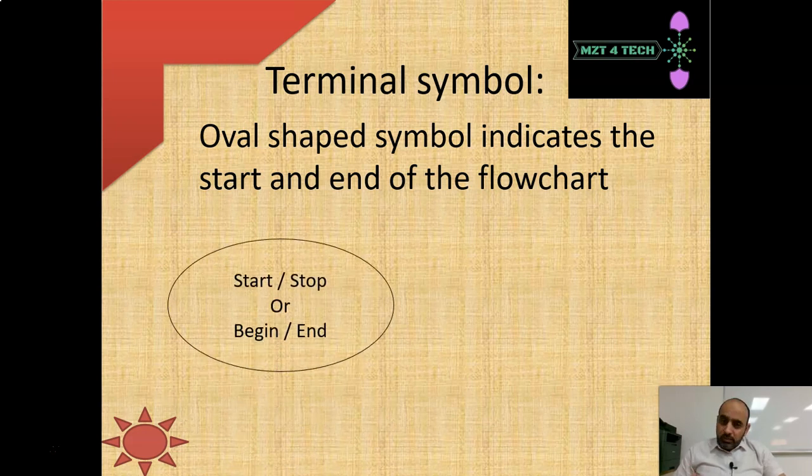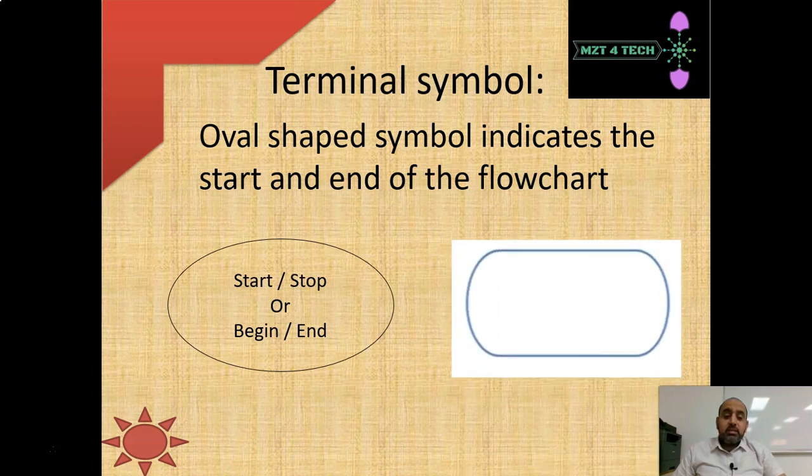It can be an oval shaped symbol or it can be a symbol like this, a rectangle. It's not a rectangle, but from the sides it will be curved. This is basically a terminal symbol which you can call a start or stop or begin or end.